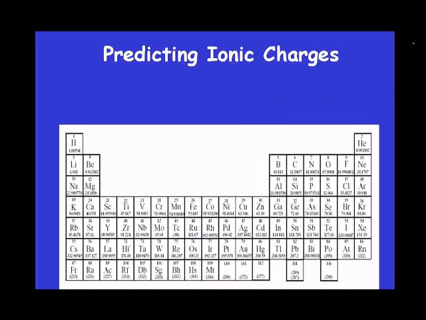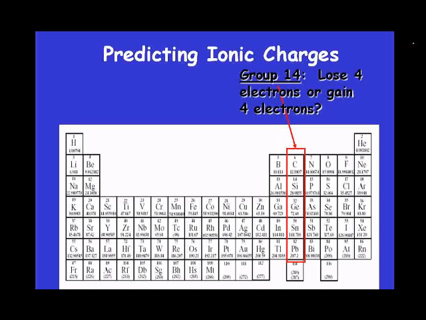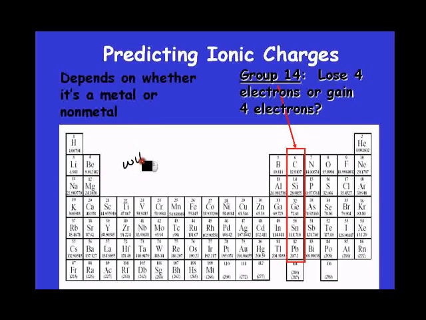Now, group 4A or group 14, this is going to depend. They have 4 valence electrons, so it can just as easily gain 4 or lose 4. A lot of times this is going to depend on whether or not it's a metal or a nonmetal. Most often, a lot of group 14, especially in our periods 2, 3, and 4, will often bond covalently.